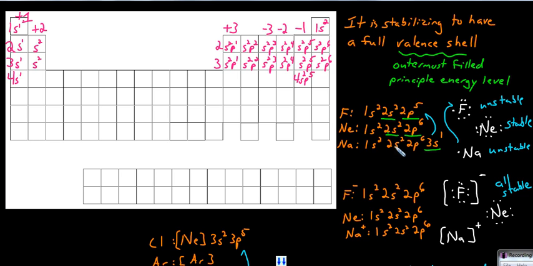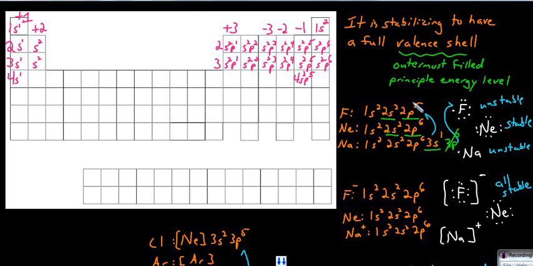Similarly, sodium, shown here, is also not stable because it also does not have a filled valence shell. There's only the 3s partially filled, and there's definitely no electrons in the 3p. So you would need 7 more electrons to fill that valence shell, principal energy level 3.